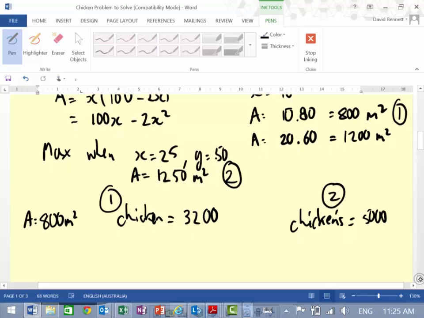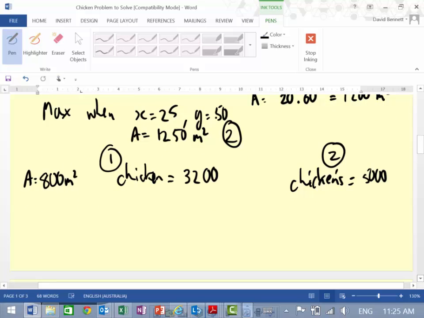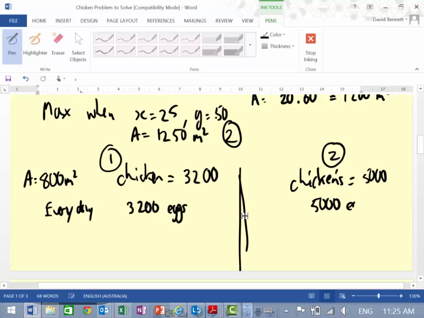Alright, let's say every chicken lays an egg every day. That's what we roughly do, don't we? A chicken a day. So every day, you're going to get 3,200 eggs. And over here, you're going to get 5,000 eggs. Alright, so if we divide that by 12, and then times that by 6, that will tell us how much money, dollars per day.